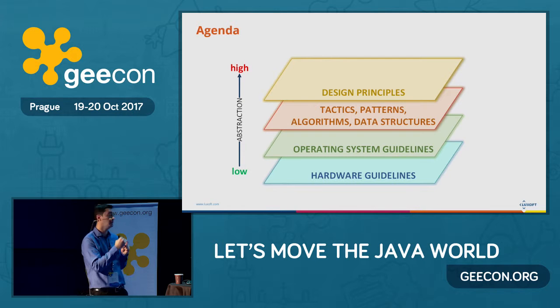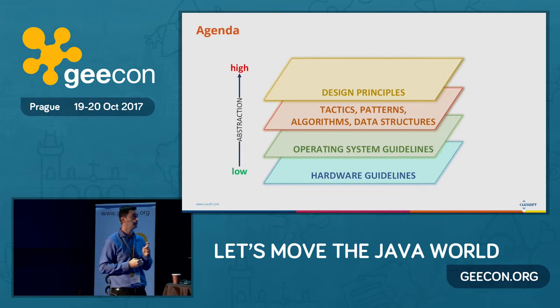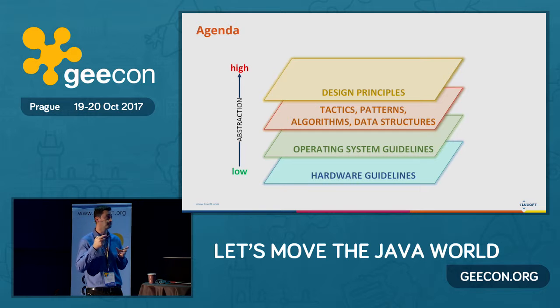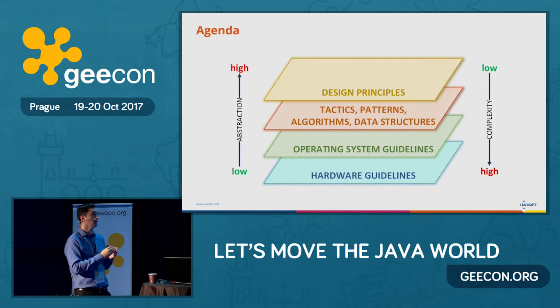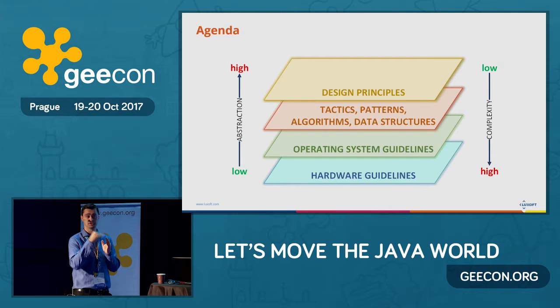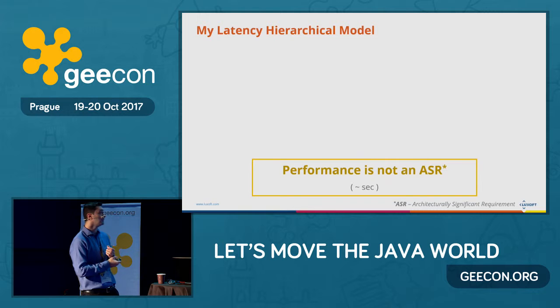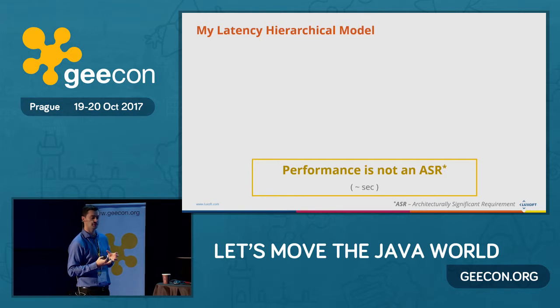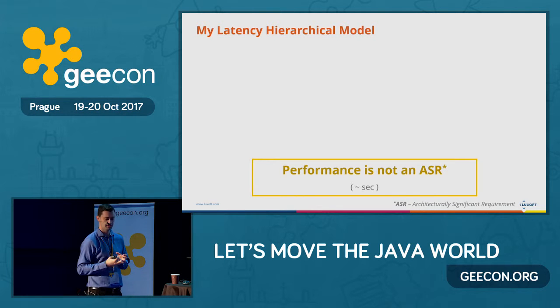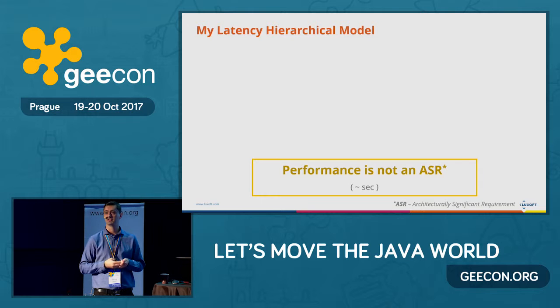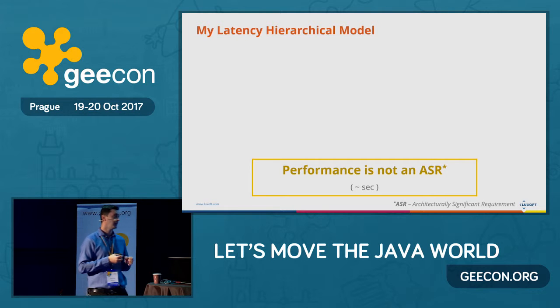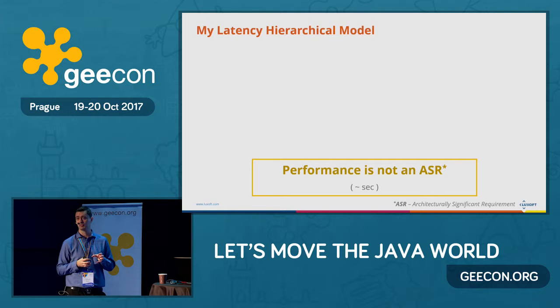Of course, since we move a bit down, the complexity becomes more and more. Since we start with an upper layer, the abstractions are higher. This is my performance model, because not all the tactics, guidelines, and patterns that we will iterate through during this session are suitable in all contexts. In regard to that, I've created my latency model.